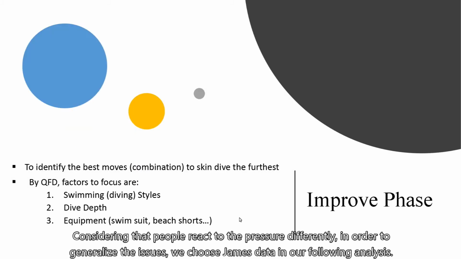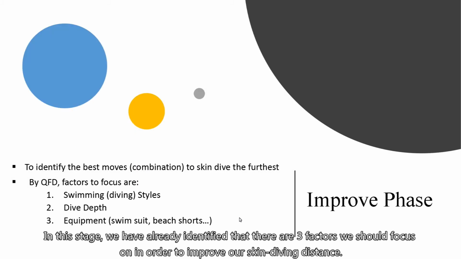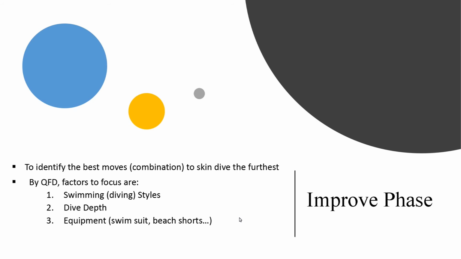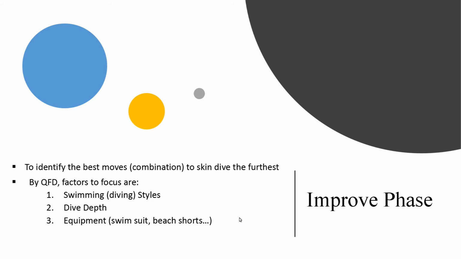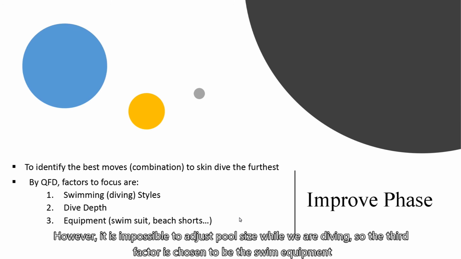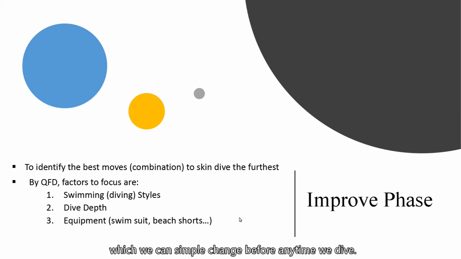following analysis. In this stage, we have already identified that there are 3 factors we should focus on in order to improve our skin diving distance. They are diving or swimming styles, dive depth, and pool size. However, it is impossible to adjust pool size while we are diving, so the third factor is chosen to be the swim equipment, which we can simply change before any time we dive.